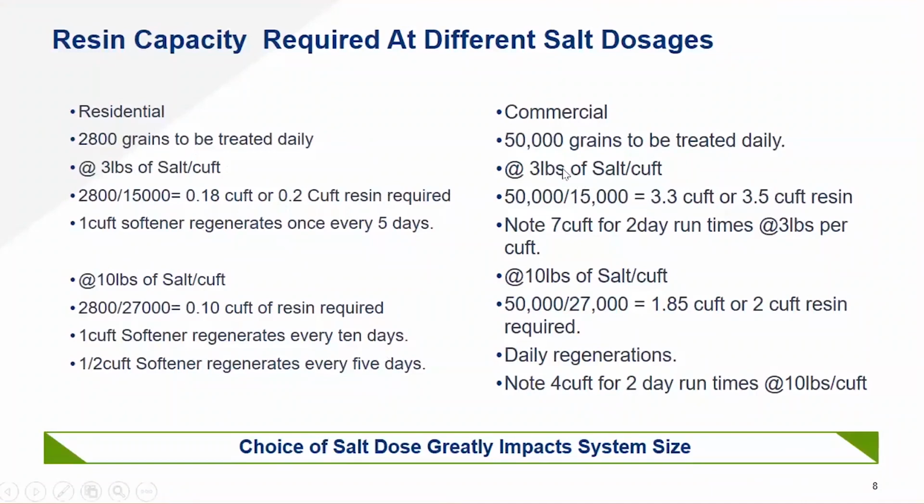In the commercial situation, 50,000 grains a day to be treated at 3 pounds of salt, a little bit of math, we're going to get 3.5 cubic feet of resin, or 7 cubic feet if I wanted to keep it a whole number for every other day runs at 3 pounds of salt. But at 10 pounds of salt, that works out to 4 cubic feet every 2 days, a run at 10 pounds per cubic foot. We've almost cut the amount of resin in half and shrunk the tank size by adding more salt.